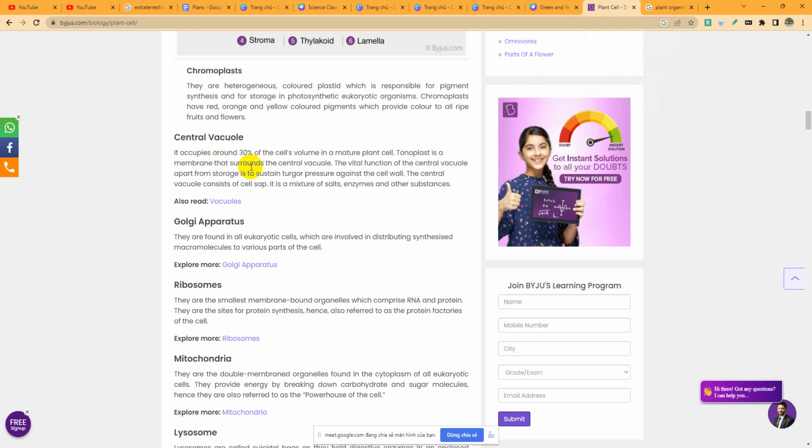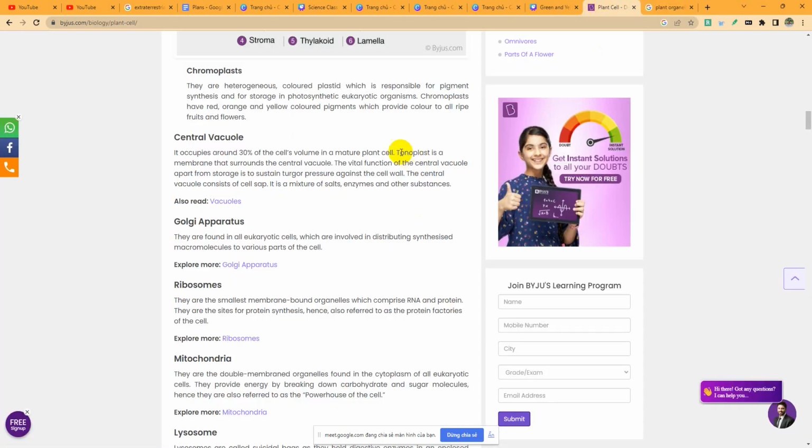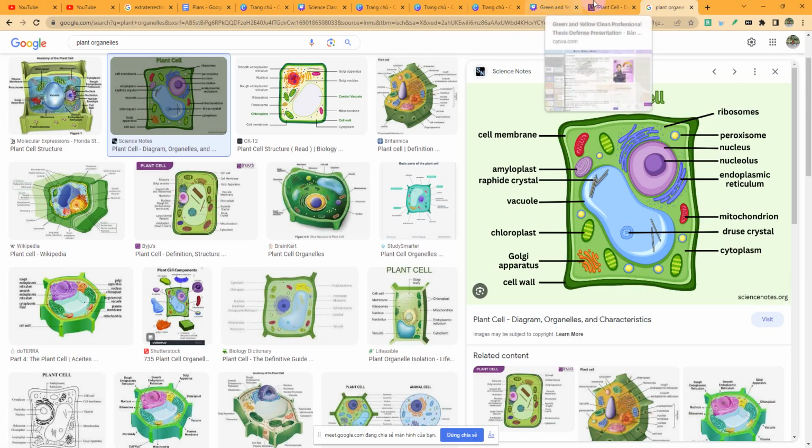Tonoplast is a membrane that surrounds the central vacuole. Oh wait, you don't have to pay attention to this one. It's actually not presented on this picture, so I think it's not important.